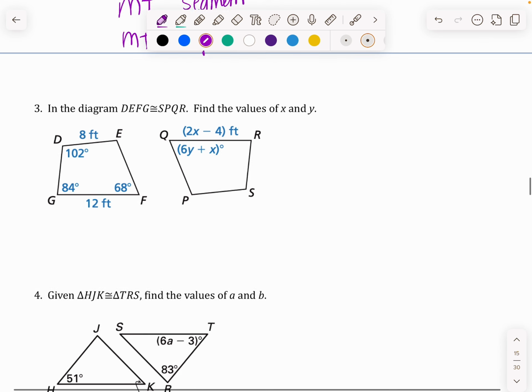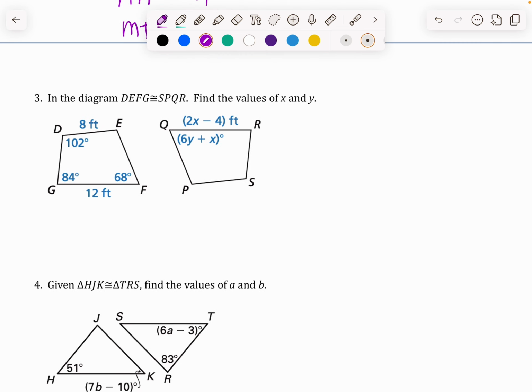All right, a couple more quick. In this diagram, we have the four sides, so you can see it doesn't have a shape. It says that D is congruent to S, so D and S go together, so I can label this one 102 degrees. And then we have E and P go together right here. And then F and Q go together, so this one is also 68 degrees, and then R and G are the last two. So R and G is both 84 degrees then.